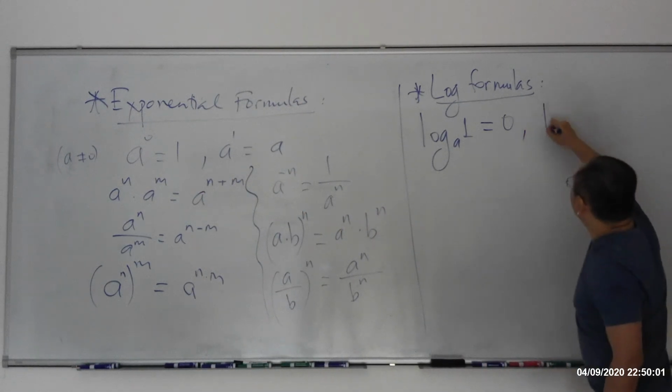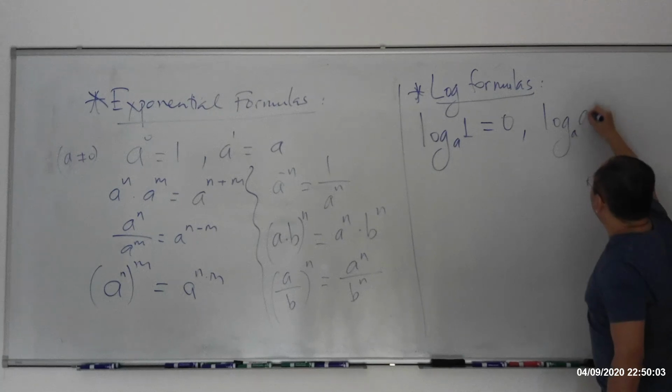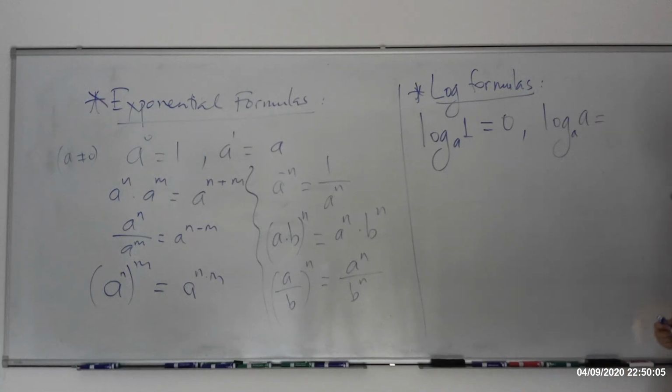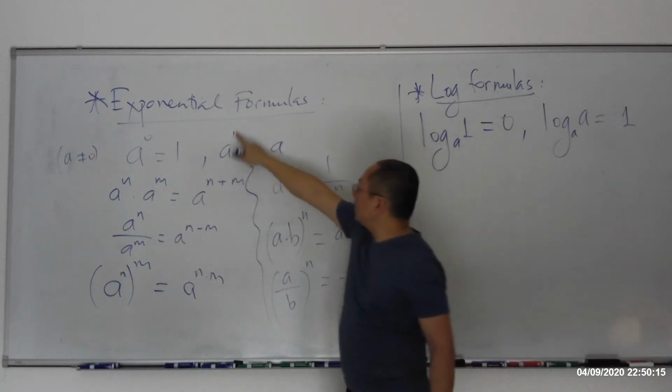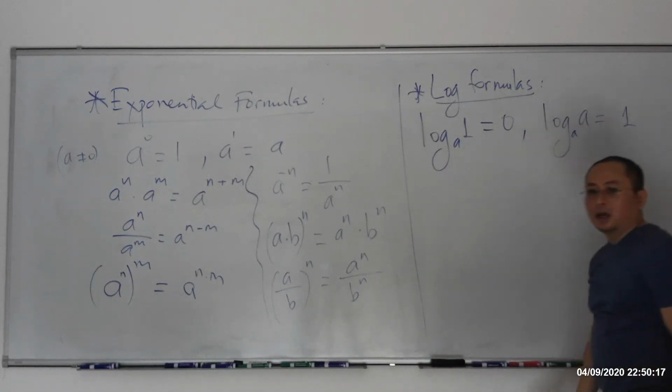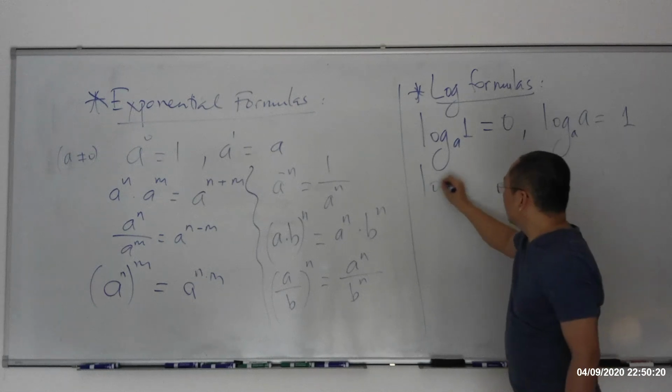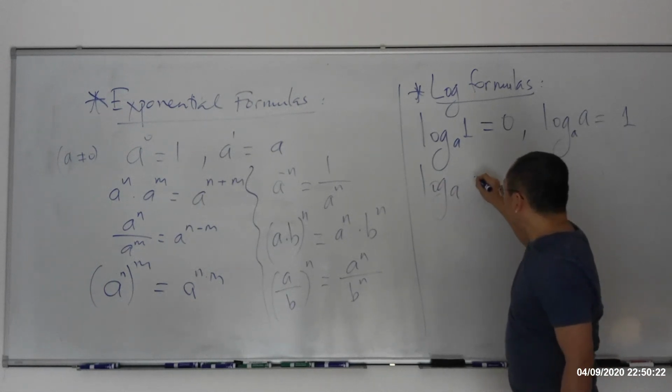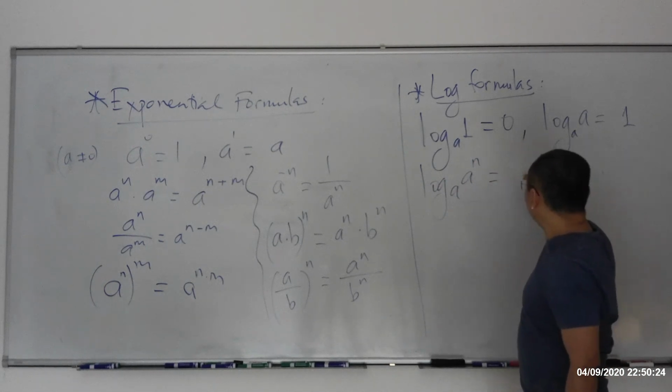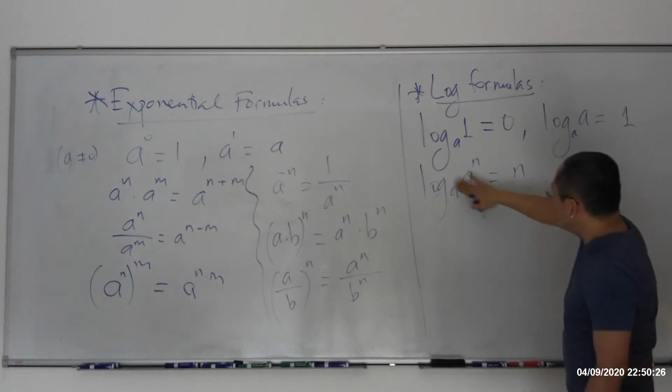Second one, log base a of a equal to 1. A raised to what exponent gives me a? Answer is 1. A to the first power equal to a. A little bit more general. Log base a of a to the n is equal to n, because a to the n is a to the n.